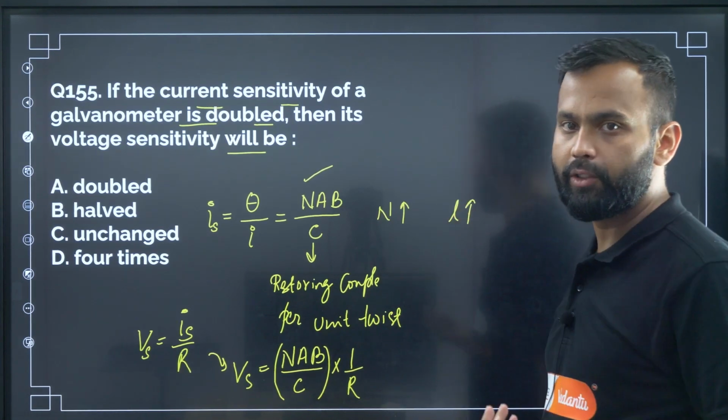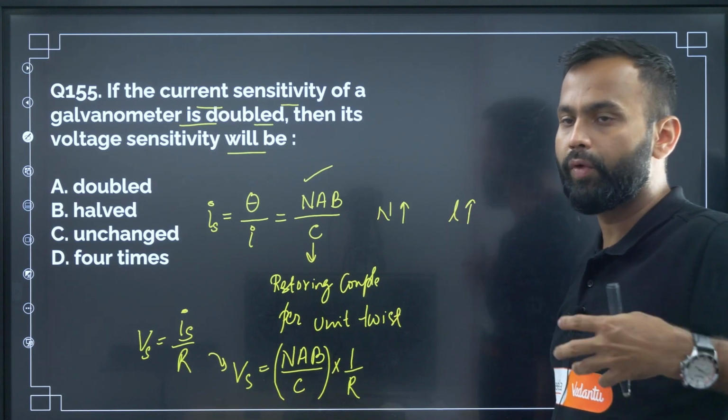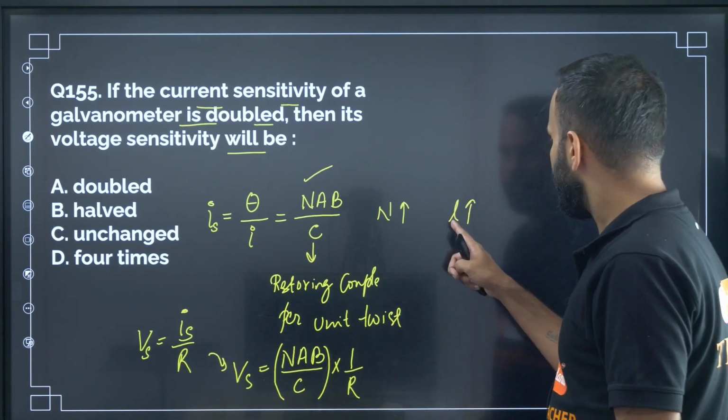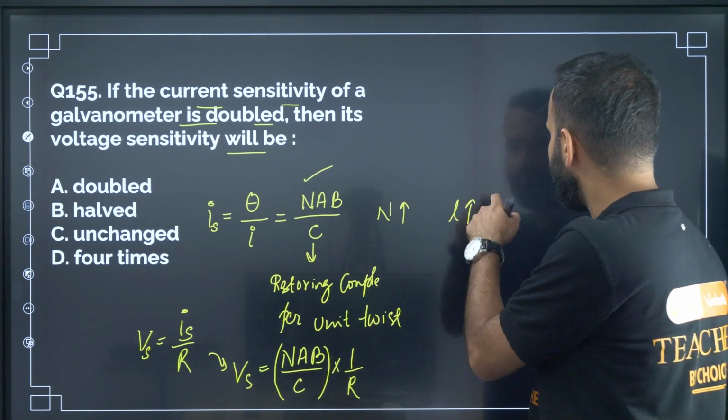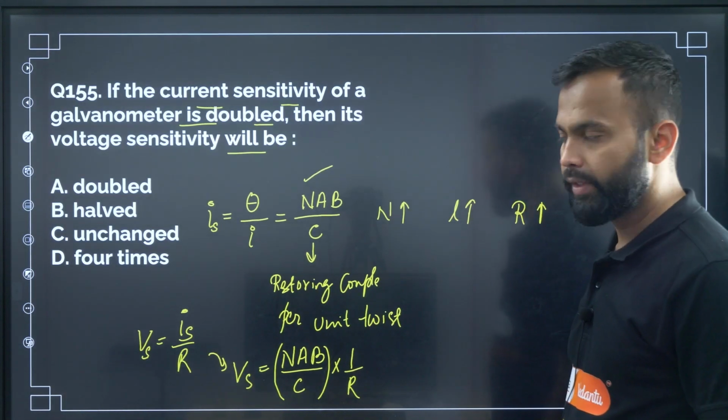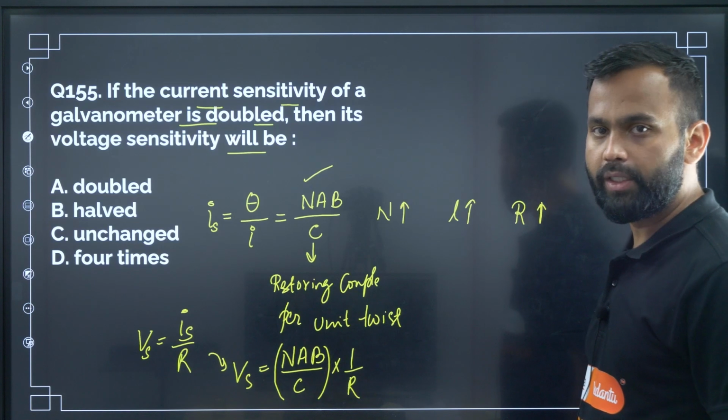The length of the wire will also increase, right? We need more wire to increase the number of turns, so the length will increase. If the length increases, the resistance will also increase, right?